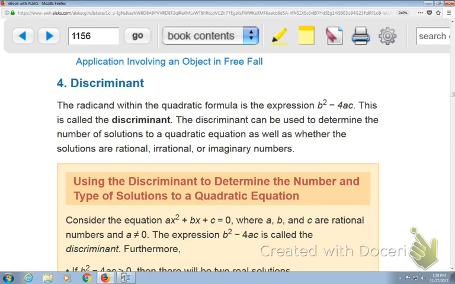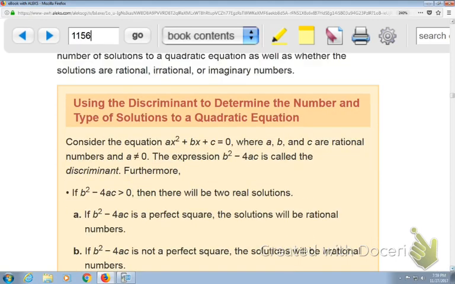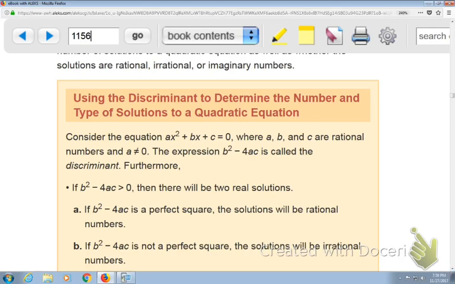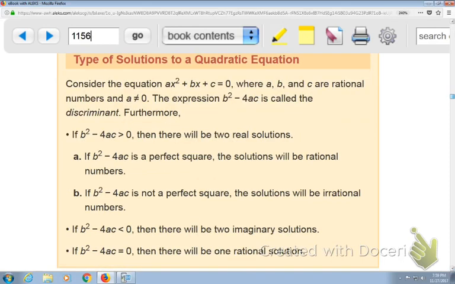So we define the discriminant to be b squared minus 4ac. Does that look familiar? What part of the quadratic formula is it? It's the part that's under the square root, the part that's under the radical. So let's look at how this discriminant plays a role in what's going on here.